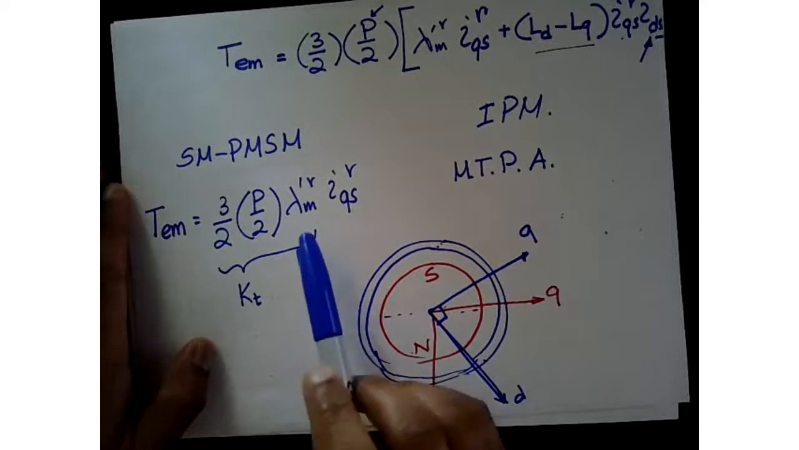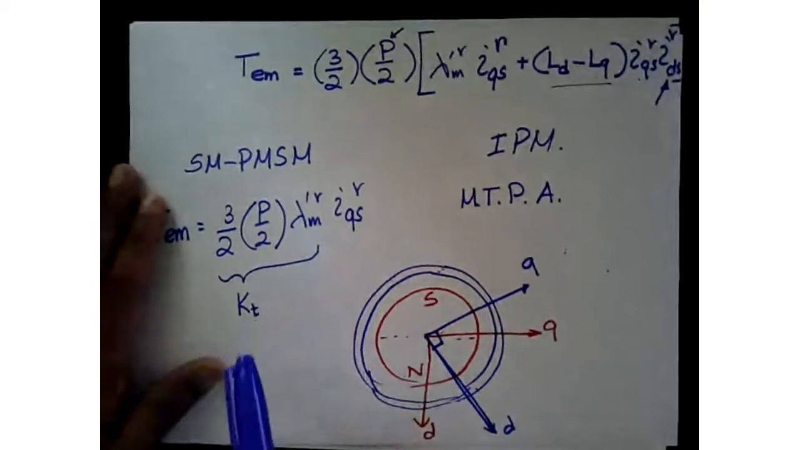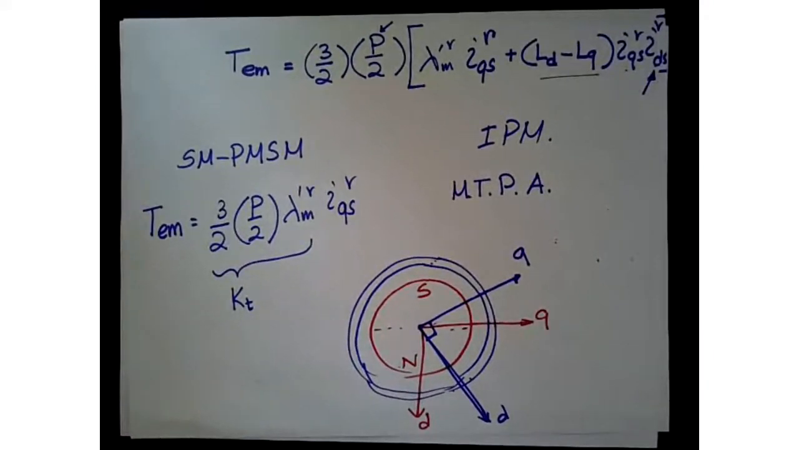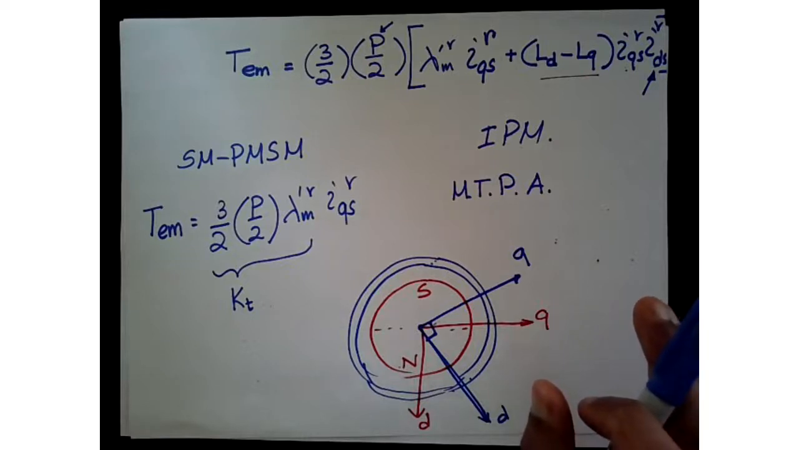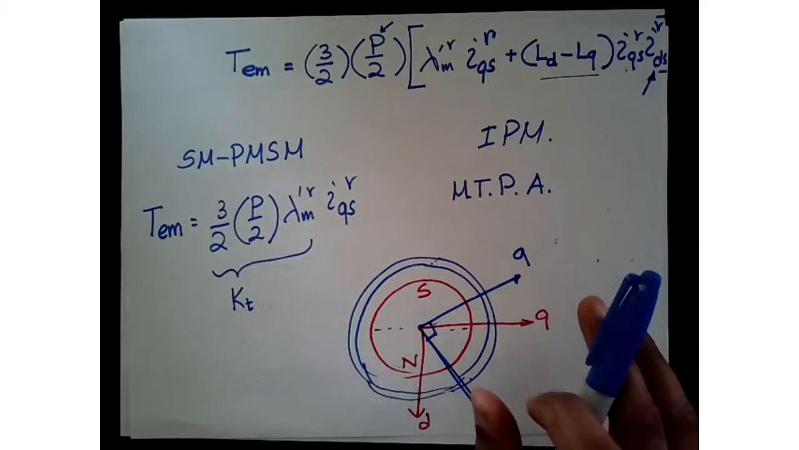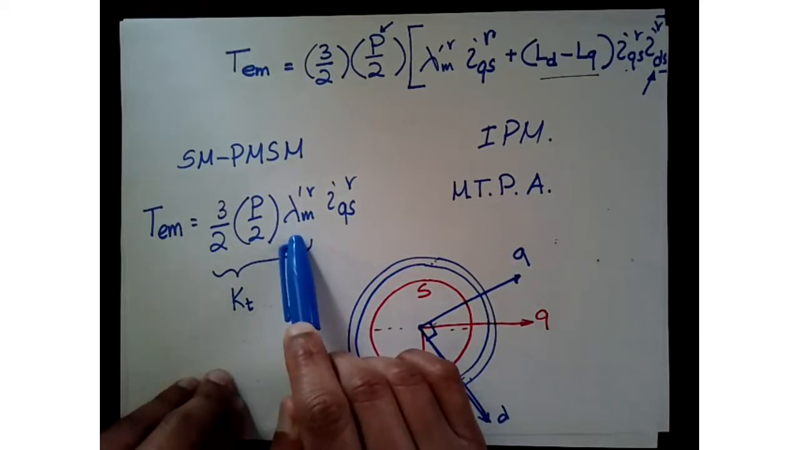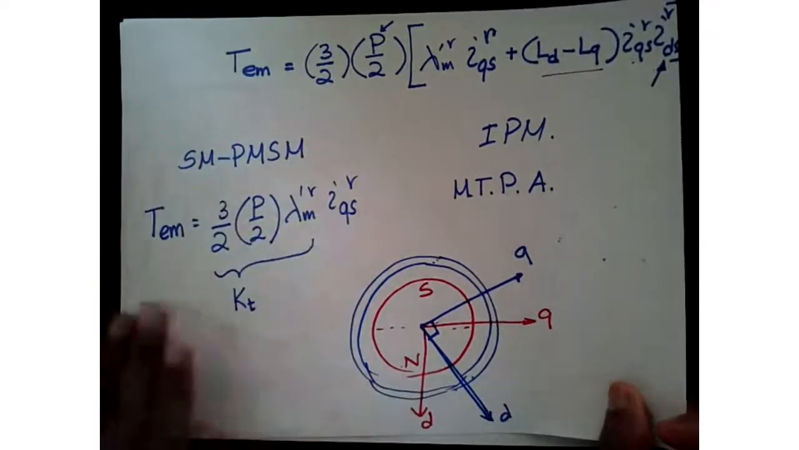Now, if you have a method, which we'll talk about later, to modify lambda m, you're essentially modifying KT. We had a name for this when we talked about DC machines. You remember we talked about a certain method to modify KT, which eventually influences KE, and with that we can operate at higher speeds. We call that field weakening control. The same concept will apply if we can control lambda m. We'll get into that discussion later. I don't want to jump ahead of the topic here. But this is the basic idea.